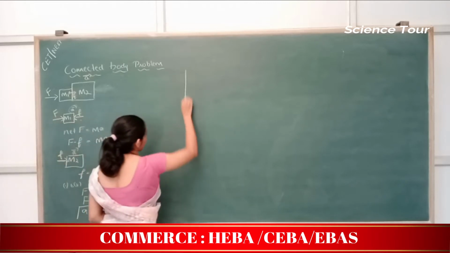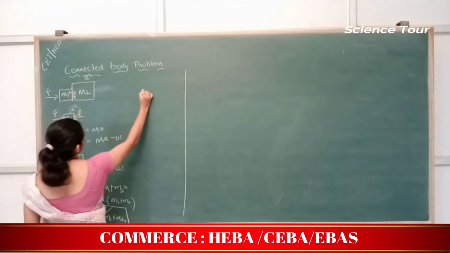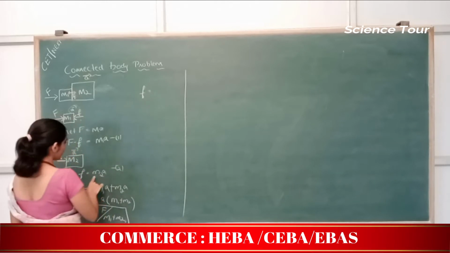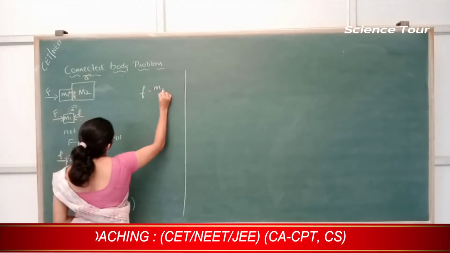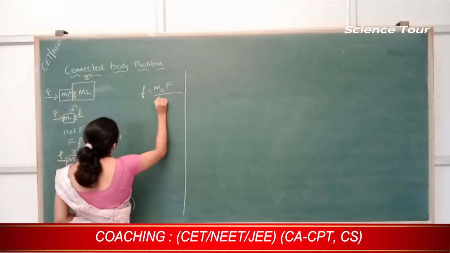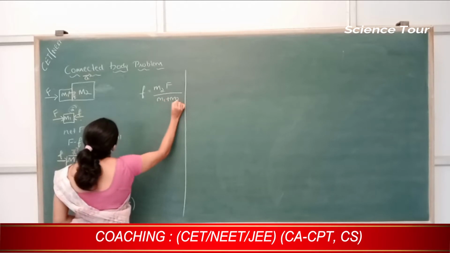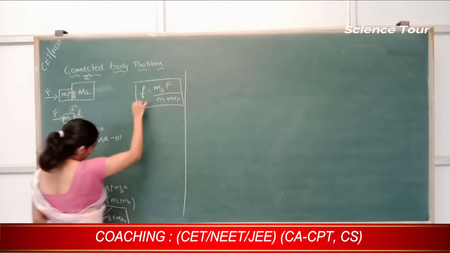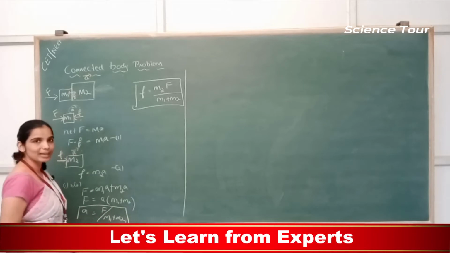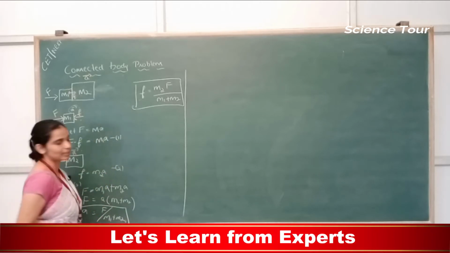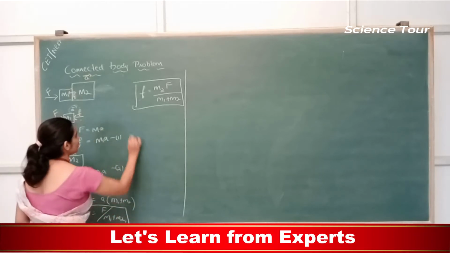What is the contact force acting between them? Contact force is equal to m2 into a, so m2 into F divided by m1 plus m2. This is the contact force. Acceleration is F by m1 plus m2. So substituting that here.